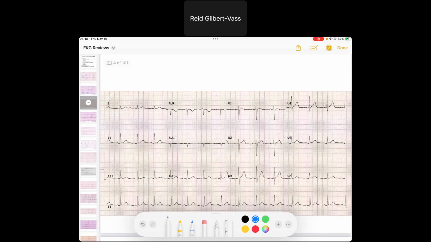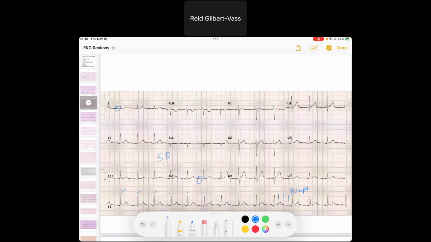Same thing, let's look at the tracing here. That's regular rhythm. Our rate is somewhere around 300, 150, 100, maybe 80 beats per minute. Okay. And let's see what our sinus nodes are doing. I've got P waves that are up in 1, they're up in AVF. So this is a sinus rhythm.